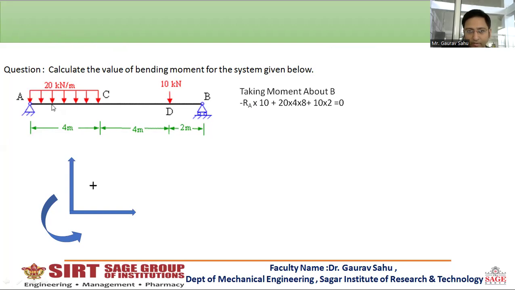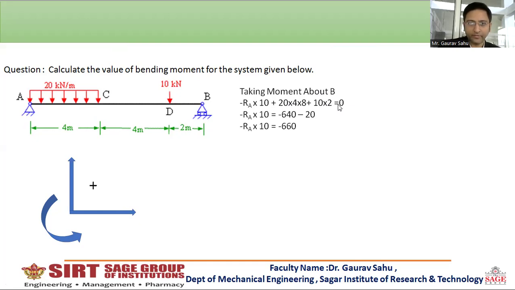And when you are converting this force into moment, you have to multiply it with the perpendicular distance. So the perpendicular distance of this beam is 4 plus 4 plus 8. So RA into 10. Point load 20 into 4, UDL is converted into point load. Then the midpoint distances are 2, 4, 6 and 2, so the total distance is 8. So 20 into 4 into 8 and 10 into 2. So this we have taken, the moment about point B.